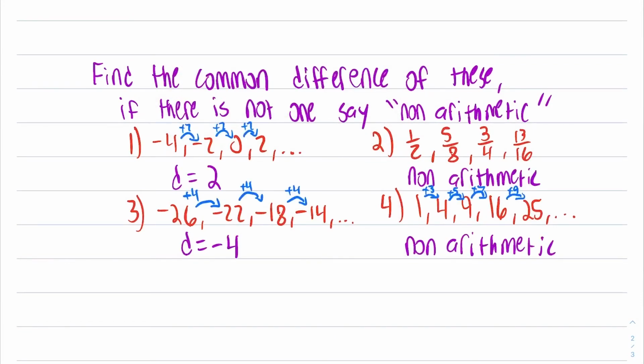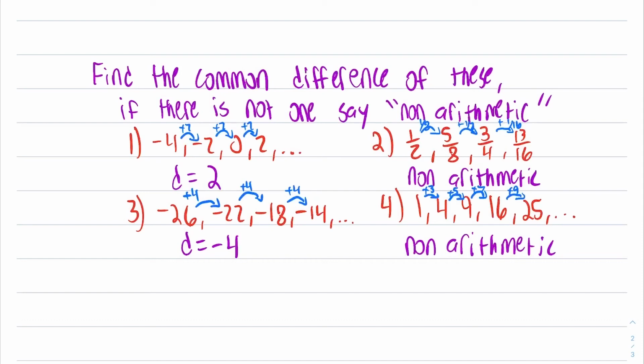Okay, in the first one, you can see that we're adding 2 each time. In the second one, for the first part, you're adding 1/8. From the second term to the third term, you're also adding 1/8. But then from the third term to the fourth term, you're only adding 1/16. So that's not a common difference because it changed.